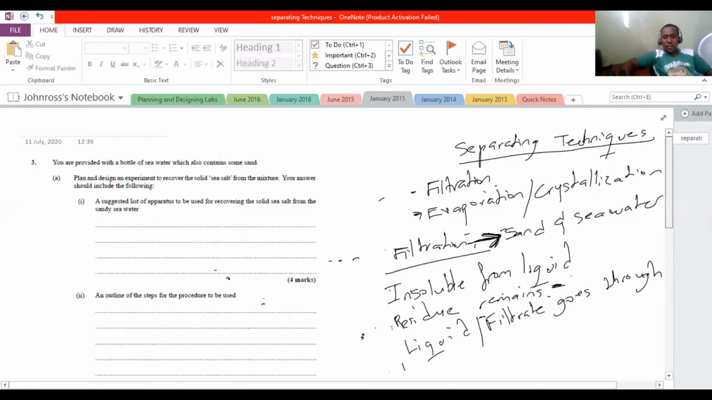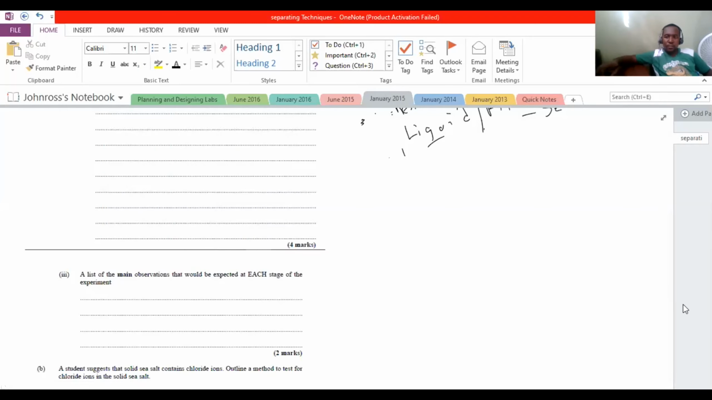The sand will remain, and therefore the filtrate would be the seawater. All right, so we know that, so that's our filtrate section. Now let's look at the next part, which is your crystallization or evaporation section.